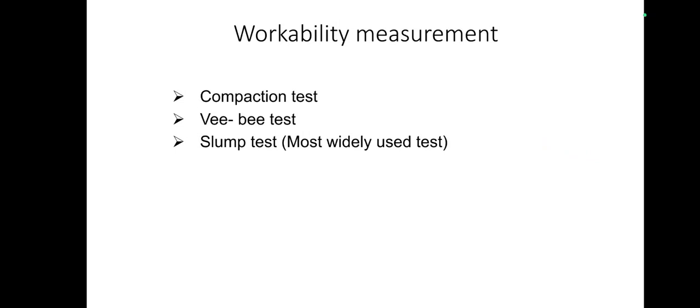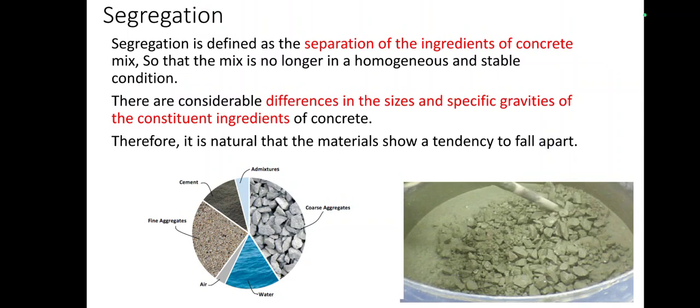Mostly the slump cone test is widely used everywhere because the apparatus is very light in weight, and we can take it to the site. But the compaction factor test and VB test are laboratory oriented; we have to bring the concrete to the lab. So compared to these two, slump cone is highly preferred in many construction sites. With this we will concentrate on two major topics, segregation and bleeding.